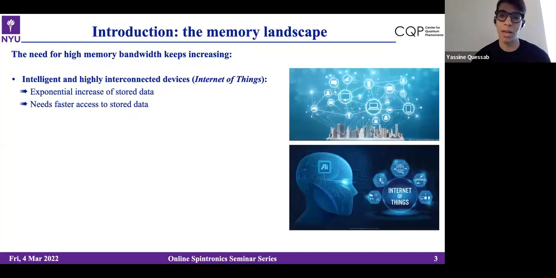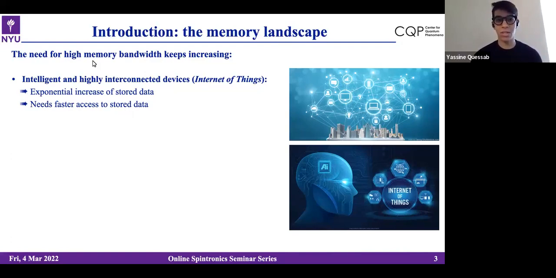So first, let me introduce the memory landscape. I think we are all aware that we have more and more intelligent and highly interconnected devices called the Internet of Things, and that leads to an exponential increase of the stored data and an increased need of memory solutions with high density of storage and a reduced power consumption. But the other aspect of it is that today's technologies are what I would call speed hungry. We need a faster access to retrieve the stored data from the cloud. We need faster computers, faster mobile phones, and so on and so on.